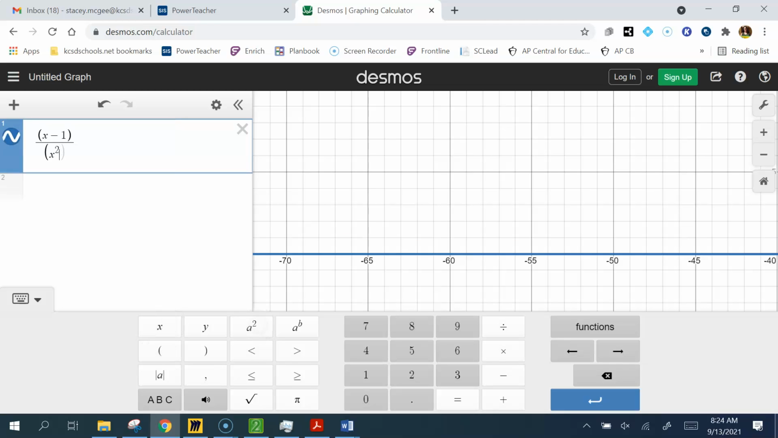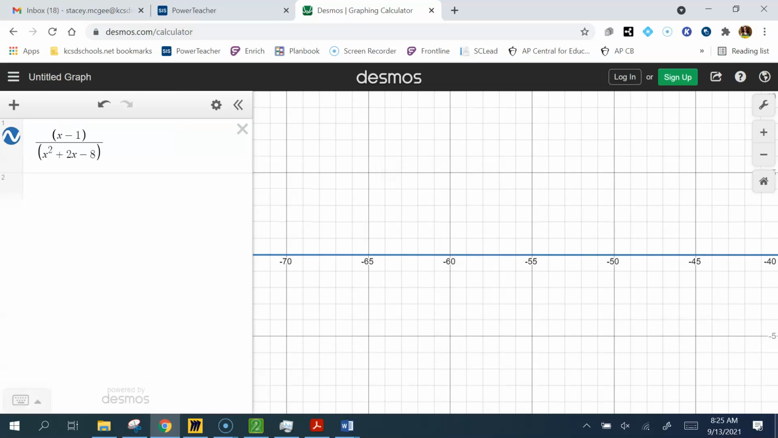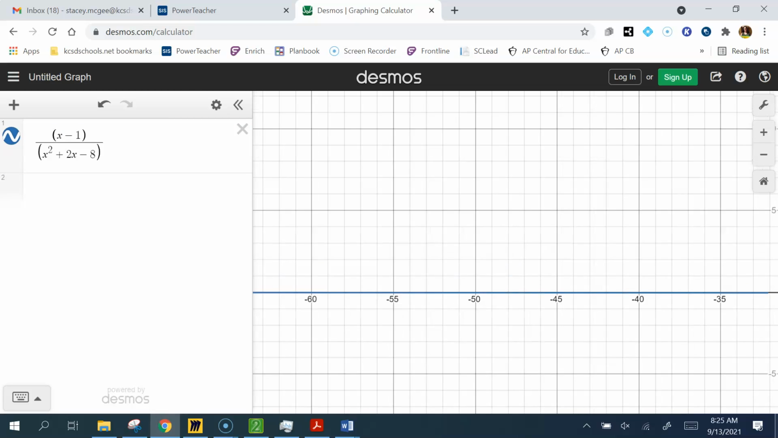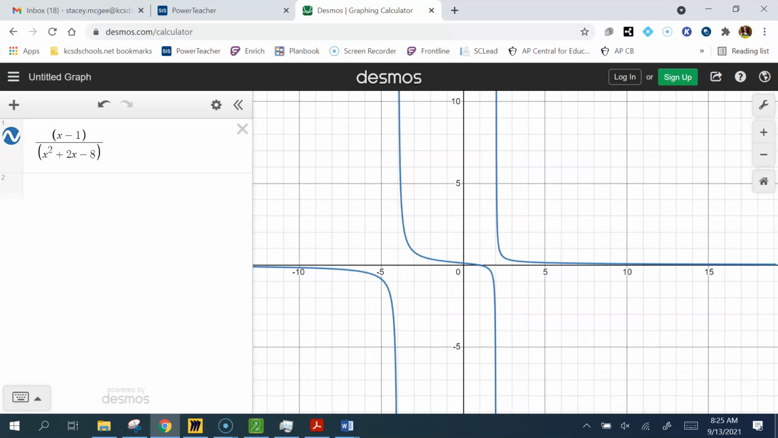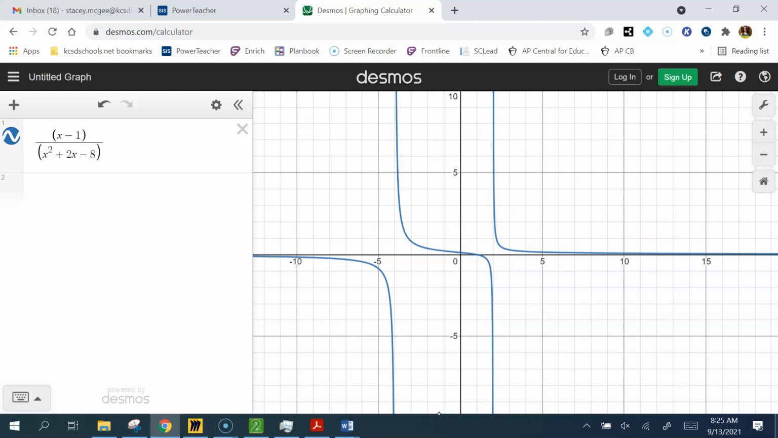X squared plus 2x. Let's see. As I approach negative 4 from the left, I'm going to negative infinity. Negative 4 from the right, I'm going positive infinity. 2 from the left, I'm going negative infinity. This number, part B, number 3. And as I go from the right, it's positive infinity.